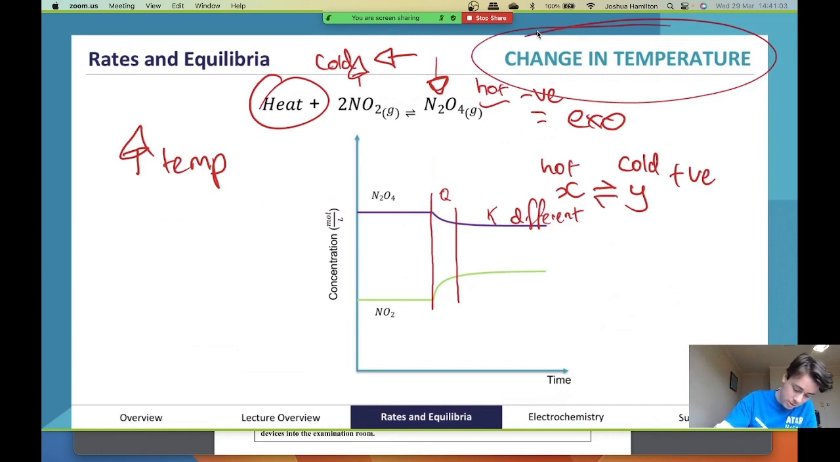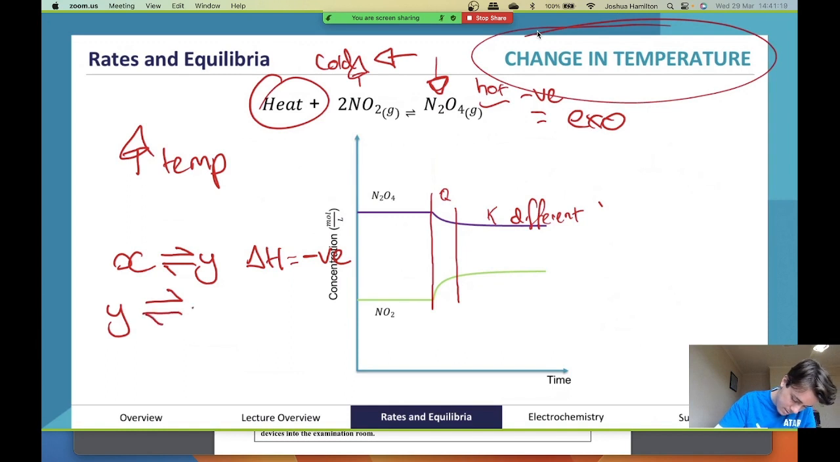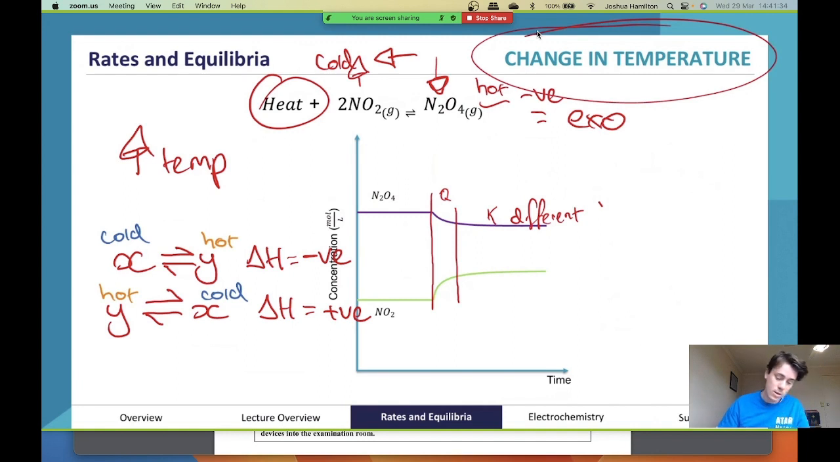So I'll write it out nicely. I say delta H equals, I'll make that negative. Let's get rid of all these scribbles over here so I don't confuse people. And I'm going to say Y, X, delta H equals positive. What I've got is cold and cold, and then hot and hot. So depending on what you do, if you reduce the temperature or increase the temperature, you're going to go to the opposite. And that's how I know what's going on here.